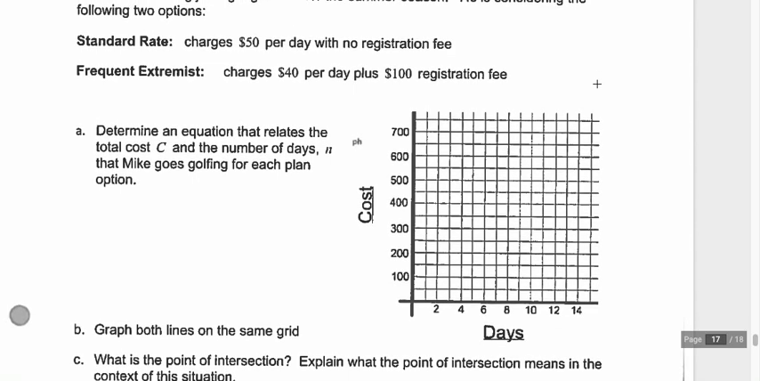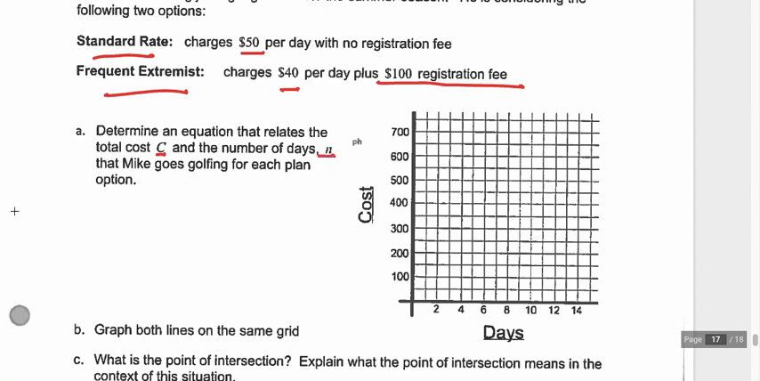So then we get to the word problems, right? So the word problems are going to be where this really is interesting. So we have 2 different things. We have Mike is considering joining a golf club. One is that it's $50 per day. Another is $40 a day with $100 up front registration fee. Okay. So what we have here is we have variables, we have the cost, and then we have the number of days. So they define the variables for us.